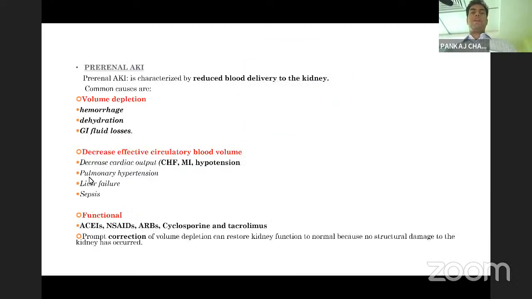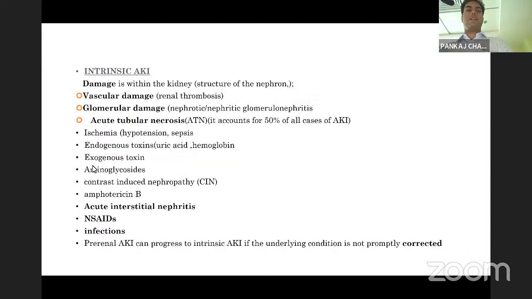Pre-renal AKI is characterized by reduced blood delivery to the kidney, and the common causes are volume depletion, decreased effective circulatory blood volume, and functional causes due to drugs. And prompt correction of volume depletion can restore the kidney function to normal, because no structural damage to the kidney has occurred till now.